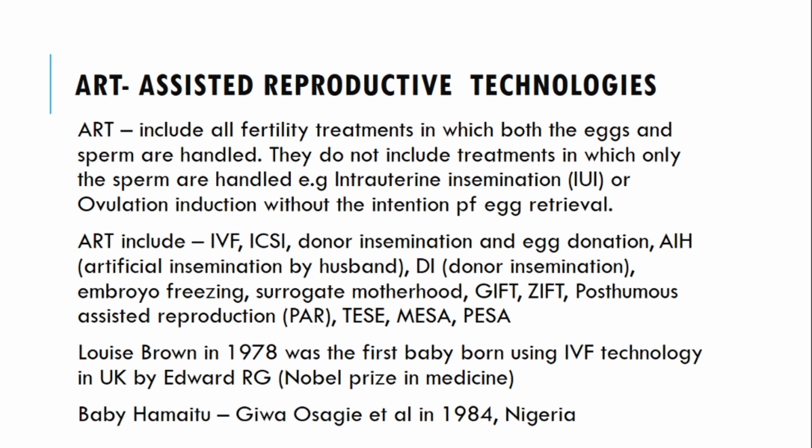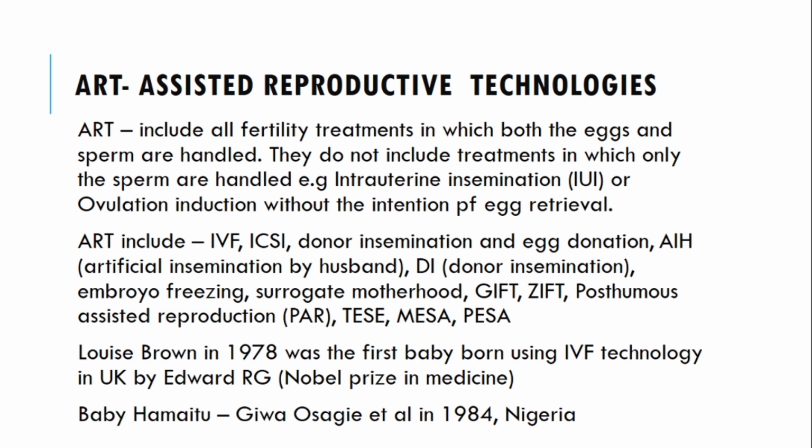Let's look a little bit at assisted reproductive technologies. Usually, we say that it includes all fertility treatment in which both the eggs and sperm are handled. They do not include treatment in which only the sperm are handled, for example, intrauterine insemination or ovulation induction without the intention of egg retrieval. Assisted reproductive technology includes in vitro fertilization, intracytoplasmic sperm injection, donor insemination, and egg donation, and there are so many.